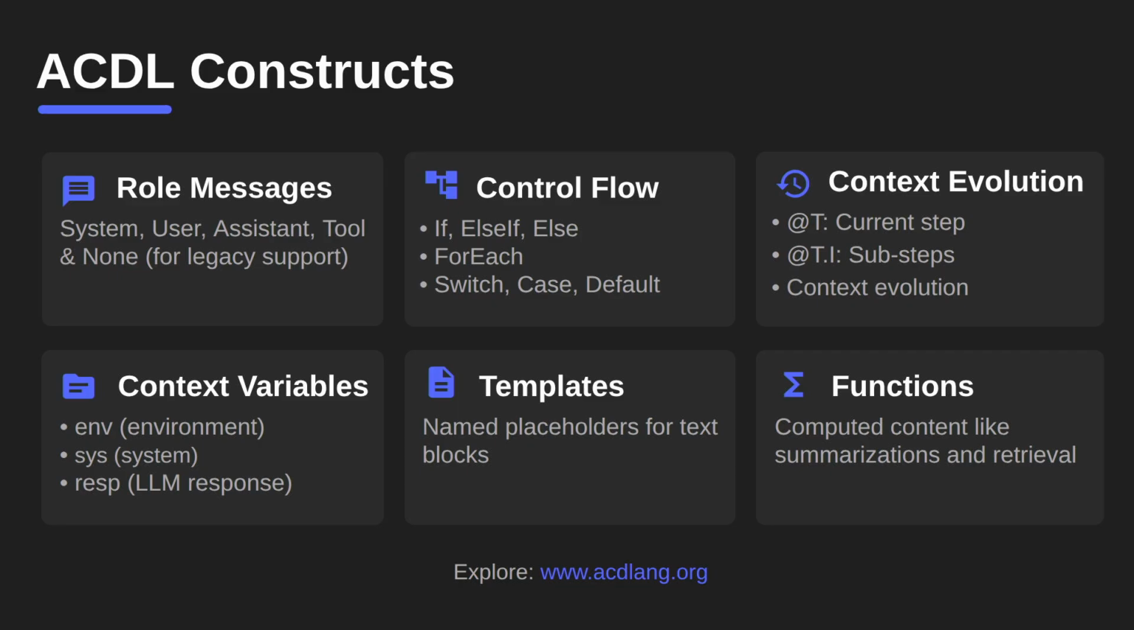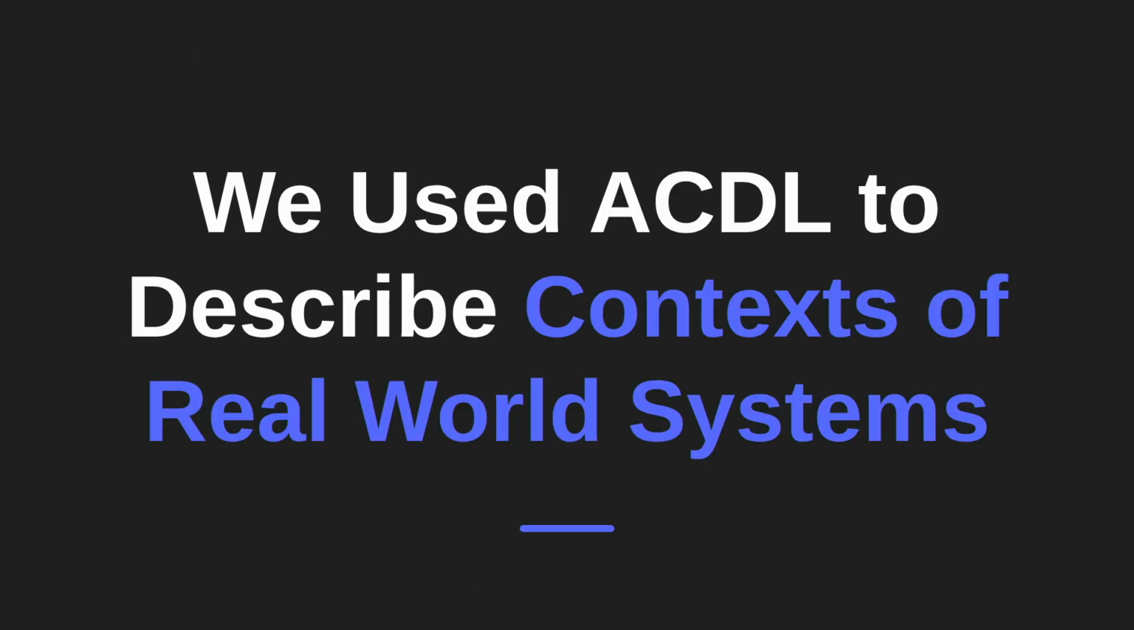ACDL is made up of 6 constructs that are simple and easy to understand: role messages, control flow keywords, context evolution indexing, context variables, templates, and functions. We won't unpack all of them today, but they're enough to rigorously describe every system we've come across. For example, we were able to use ACDL to describe context of real-world systems.